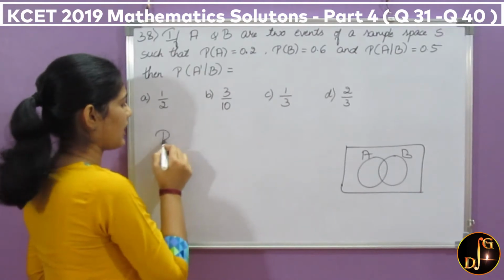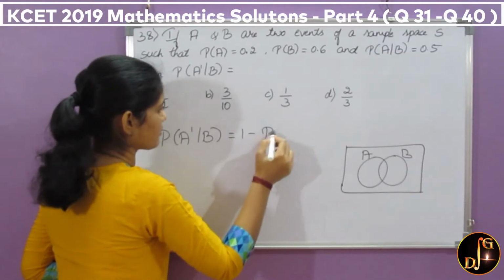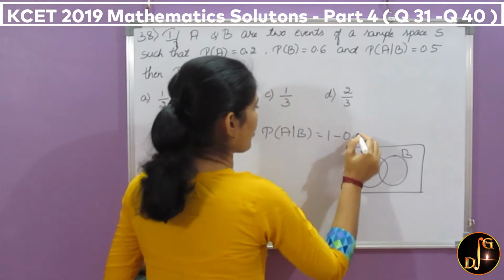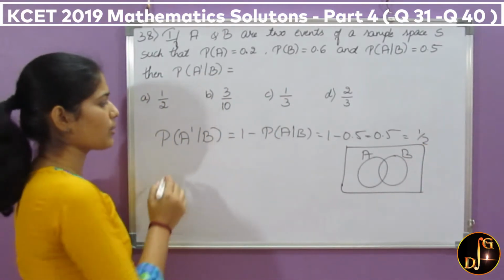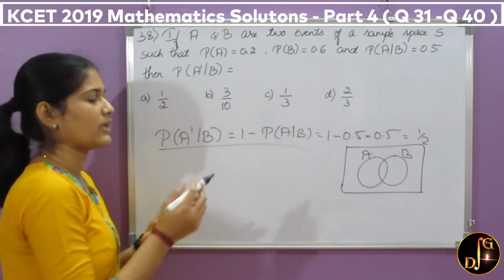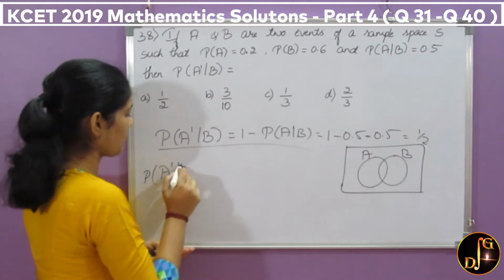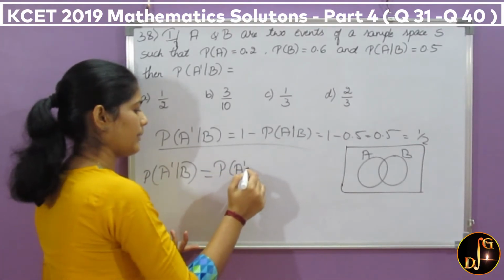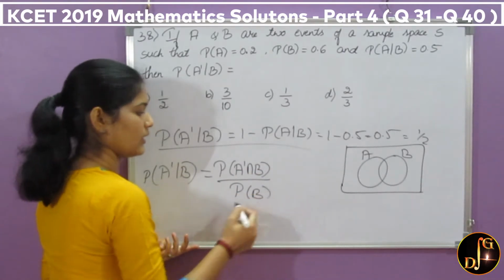Directly we know the formula, that is probability of A complement given B is equal to 1 minus probability of A given B. So it is nothing but 1 minus 0.5, that is 0.5, that is nothing but 1 by 2. If you know this formula, then it is a very easy problem. If you don't know this, then we will derive it. That means we have to find probability of A complement given B, right? What is probability of A complement given B? That is nothing but probability of A complement intersection B divided by probability of B, right?